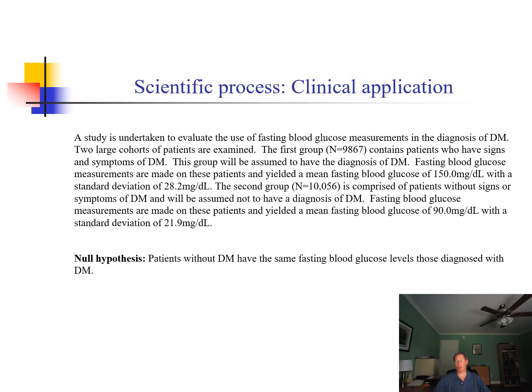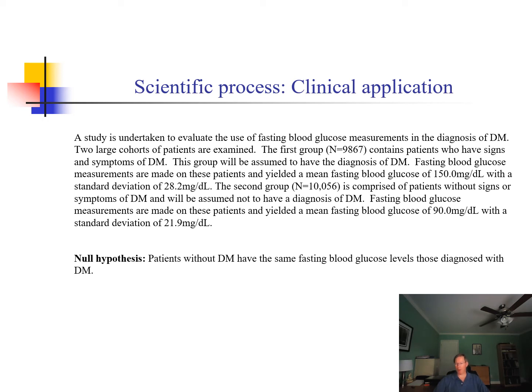All right, so let's talk about an application clinically. So let's say a study is undertaken to evaluate the use of fasting blood glucose measurements in the diagnosis of diabetes mellitus, my DM. 2 large cohorts of patients are examined. The first group, about 10,000 people, contains patients who have signs and symptoms of diabetes mellitus. And we will assume that they have a diagnosis of diabetes mellitus. And when I measure fasting blood glucose measurements for these patients, I get a mean blood glucose of 150 milligrams per deciliter with a standard deviation of 28.2 milligrams per deciliter.